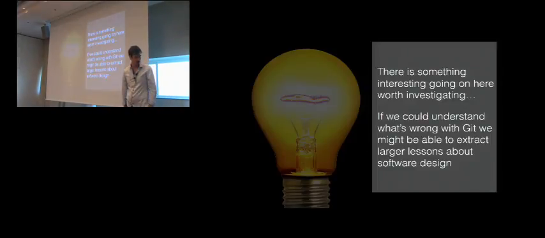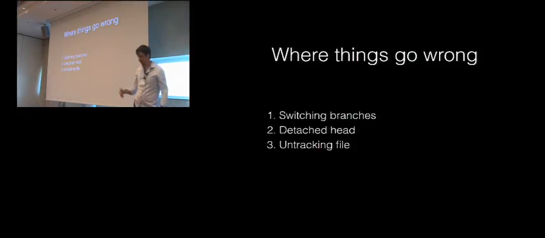So all of this led us to believe that there's something interesting going on here worth investigating, and that if we could understand what's wrong with Git, we might be able to extract larger lessons about software design in the process. All right, so I'm going to show you three examples of problems encountered by Git users. And these are related to switching branches, the detached head state, and tracking or ignoring a tracked file in Git.